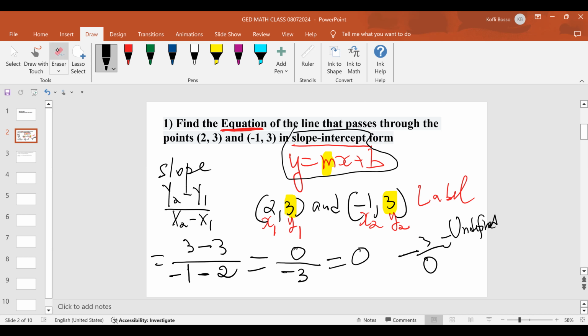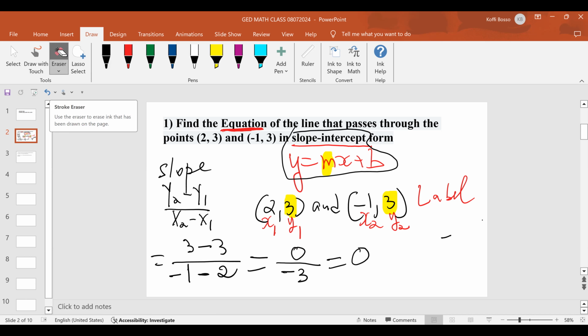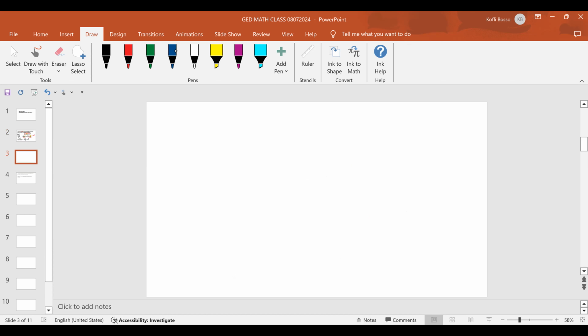So far, so good? Any question? Good. After we calculate the slope, now we're going to use it in the equation. The formula for that equation is y equals mx plus b.